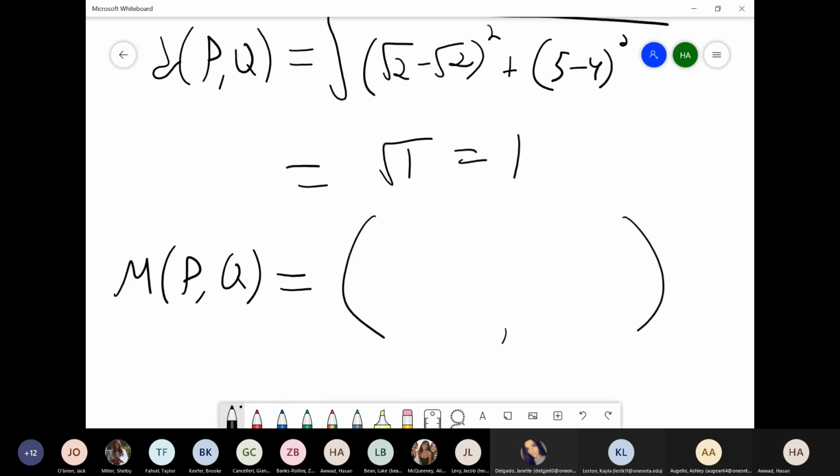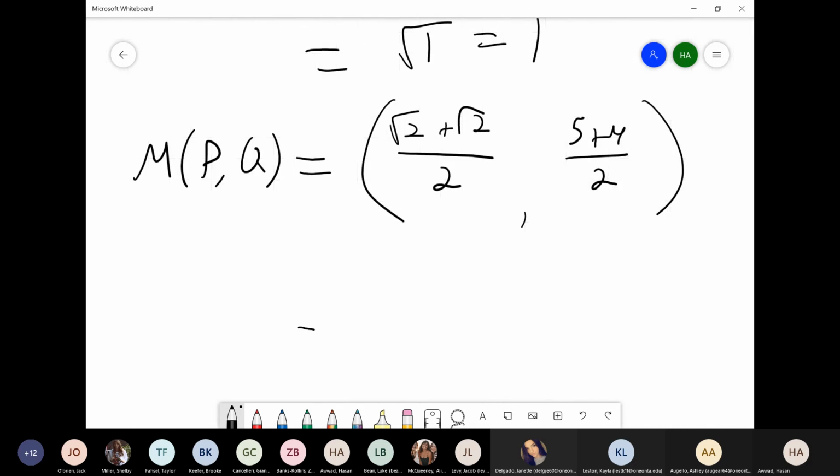So our game plan is we're going to have the square root of 2 plus the square root of 2 divided by 2. And then our y components are 5 plus 4 divided by 2. Okay, let me call on somebody here just to see if somebody can help me simplify this. Gianna, can you help me with this? How am I going to add square root of 2 plus square root of 2? What do I get?